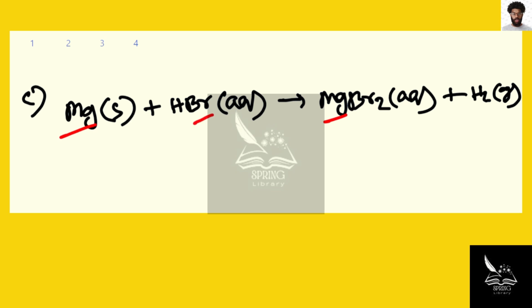We have one bromine here, two bromine here. That means we have to put a 2 here. And now we have two hydrogen here and two hydrogen here. So that is our balanced molecular equation. Now we have to write the total ionic equation.